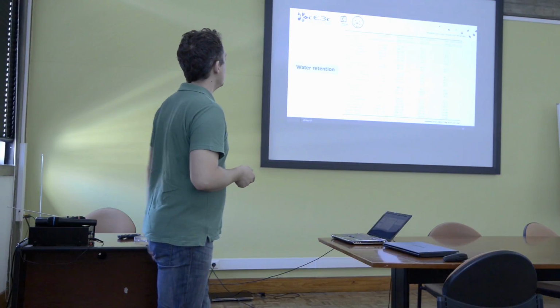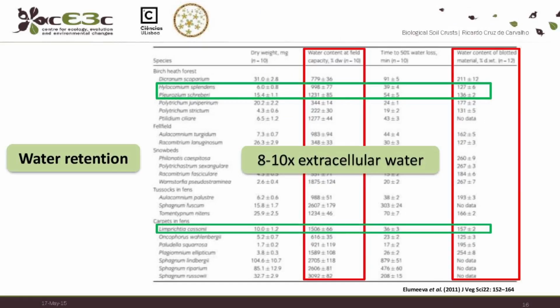Okay. This is just a quick table from a paper showing the water retention capability of some bryophytes. Here is the water capacity when the mosses are soaked wet. Then the mosses over here were measured dry, just removing the extracellular water. For example, in these two examples we can see that there is 8 to 10 times more extracellular water, so they can have high volumes of water retention.